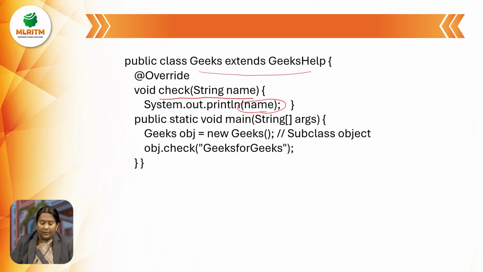Then public static void main, where we have to create an object. We have to create an object for the class which is the child class. For the abstract class we cannot create an object and we cannot invoke the methods inside the abstract class. The code for the abstract class should be written inside the child class, and we have to create an object for the child class only.